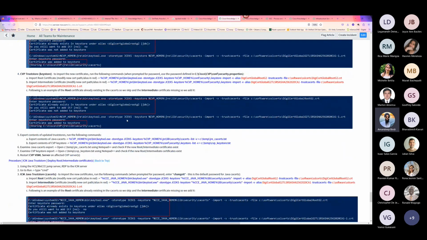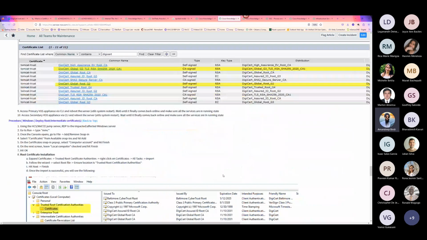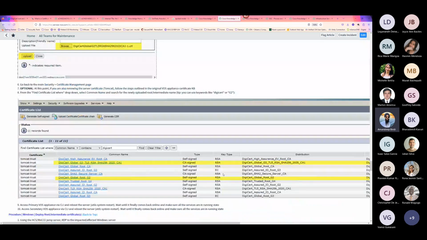The key store, the CA certs, was getting corrupted when we were adding the new root. We figured that out now. I'm gonna update this KB with those new steps, and I'm actually working on a script as well that will hopefully automate a lot of the stuff that you see in this KB, so you don't have to do this manually. You still have to do it for the VOS appliances, but for Windows, the hope is that we can do this using a script, similar to what you do with the wildcard renewal script, right?